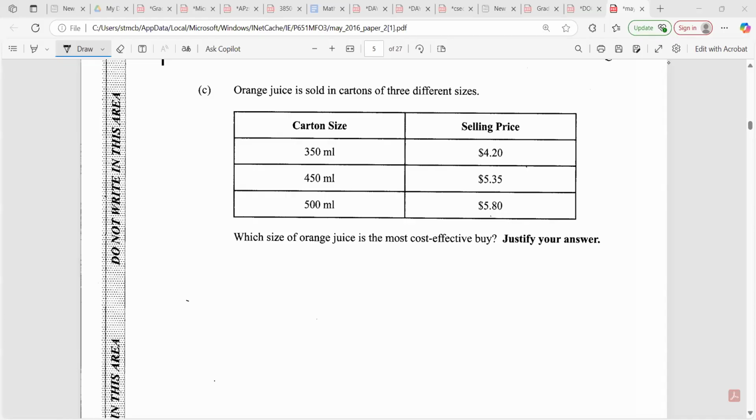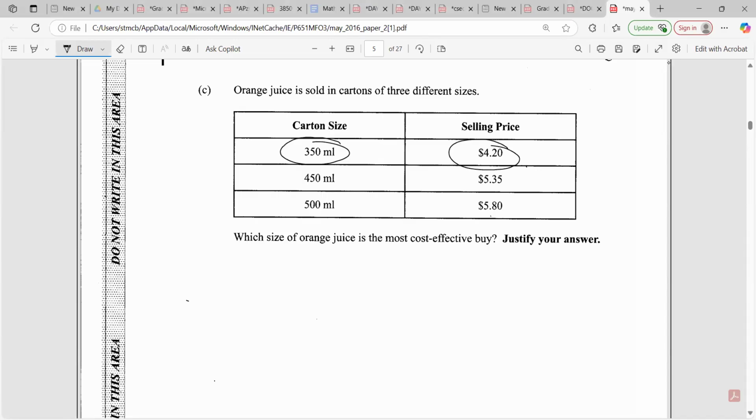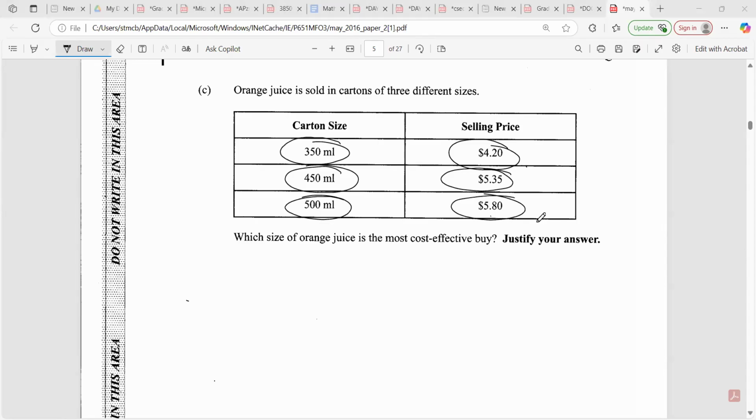All right, so the 350 milliliter costs $4.20. The 450 milliliter costs $5.35, while the 500 milliliter costs $5.80. So which size orange juice is the most effective buy, and you must justify your answer.